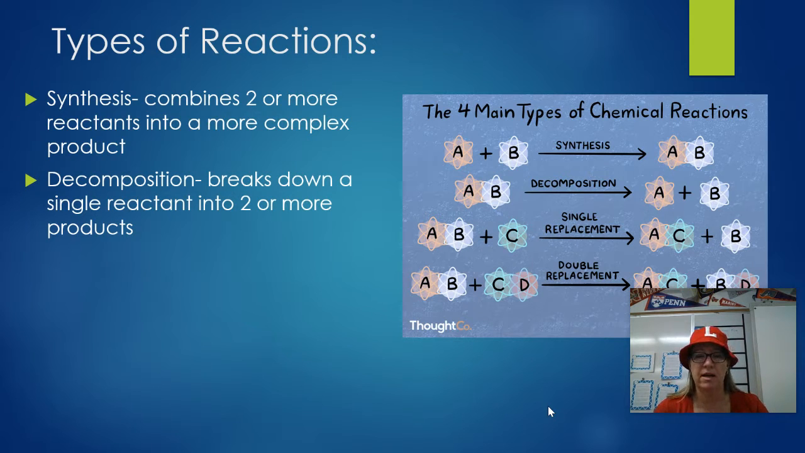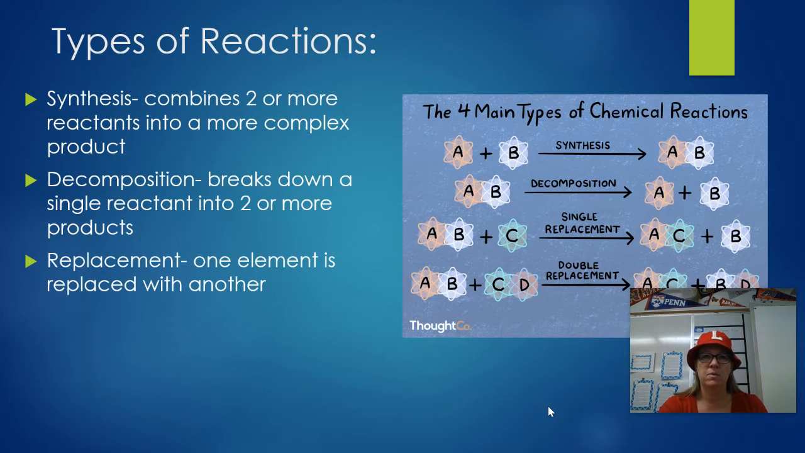Decomposition is the opposite of that. And so you start with a complex compound as a reactant, and then you break them apart. You actually split them. Digestion is a form of decomposition because it's breaking the molecules apart, the compounds apart to use as nutrients, okay? Then we get two different types of replacement reactions.